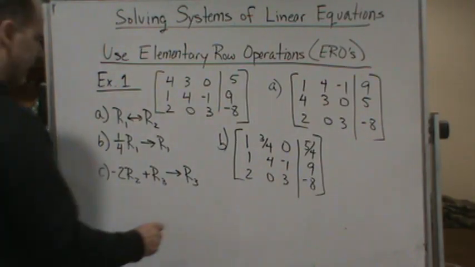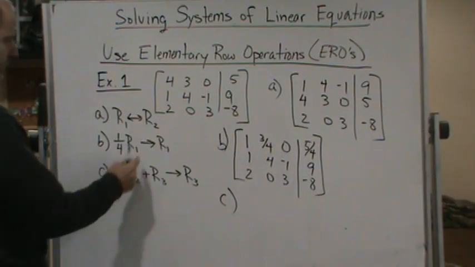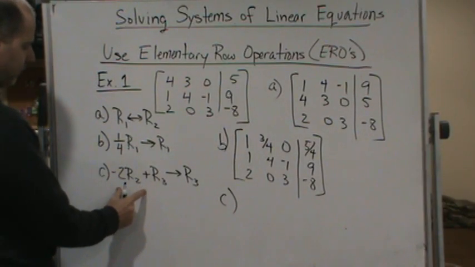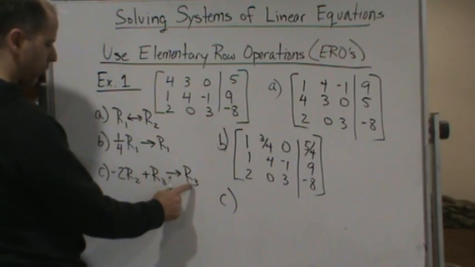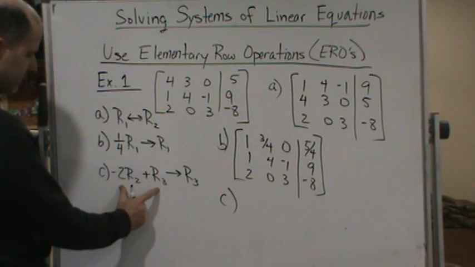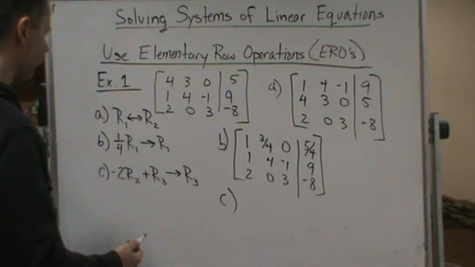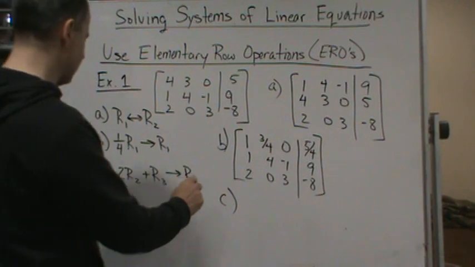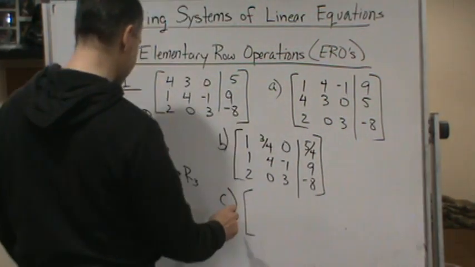Now part C is telling us what? This is telling us we want to take -2 times row 2 and then add it to row 3, and then replace row 3 with that result. So we're going to do this and then replace row 3 with it. That means all the other rows are going to stay the same. Row 3 is going to change.